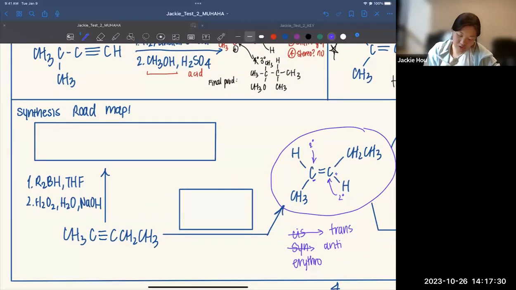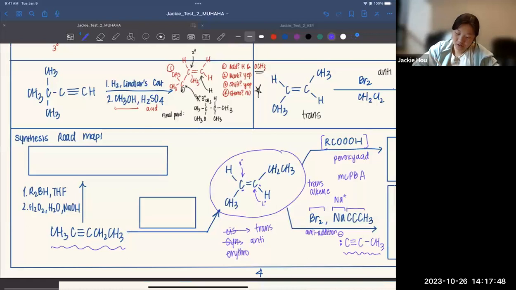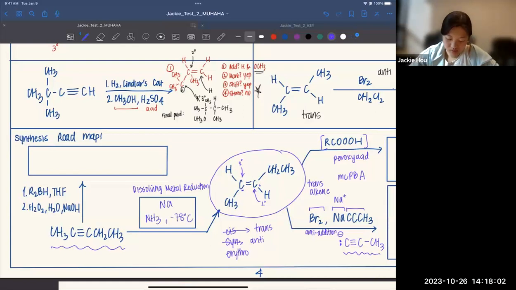Now we're moving backwards. So now we see that we have an alkyne over here. And the way that we can create a trans alkene is by dissolving metal reduction. That's when we have sodium with ammonia at -70. Again, if we were to make a cis sort of alkene, then we would use H2 and Lindlar's catalyst.